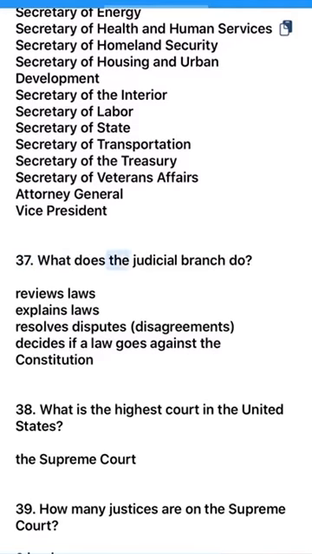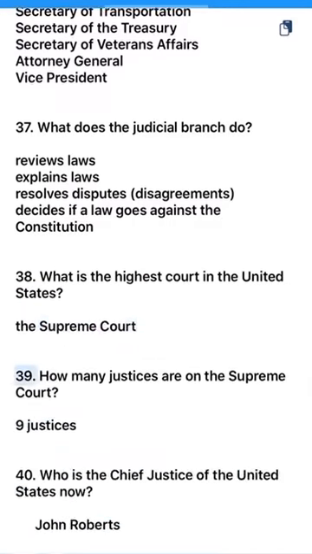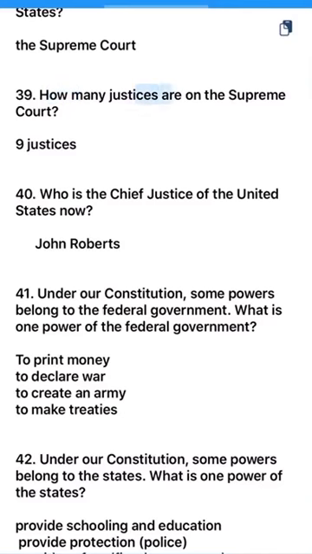37. What does the judicial branch do? Reviews laws, explains laws, resolves disputes, disagreements, decides if a law goes against the Constitution. 38. What is the highest court in the United States? The Supreme Court. 39. How many justices are on the Supreme Court? 9 justices. 40. Who is the Chief Justice of the United States now? John Roberts.